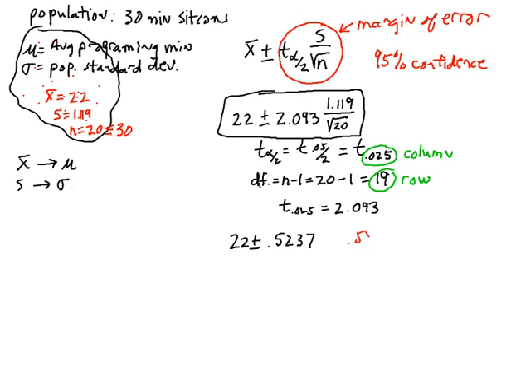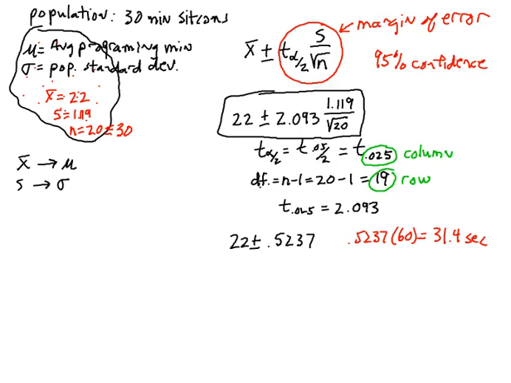The 0.5237 is in minutes, so if I multiply that by 60, I'll get about 31.4 seconds. And I just make that observation to say that our 22, based on a sample size of 20, our 22-minute average, as an estimate of the population average, is off by no more than 31 seconds. And I'm 95% sure of that fact. So I'm 95% confident that the real population average is within about 31.4 seconds of 22 minutes.